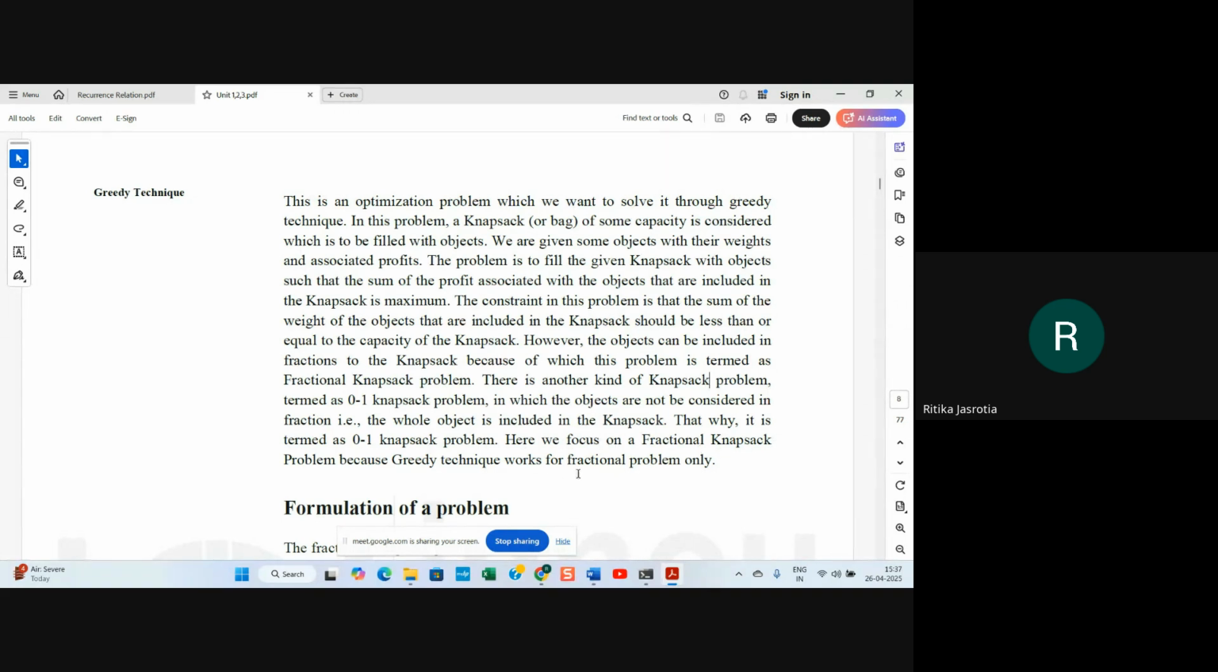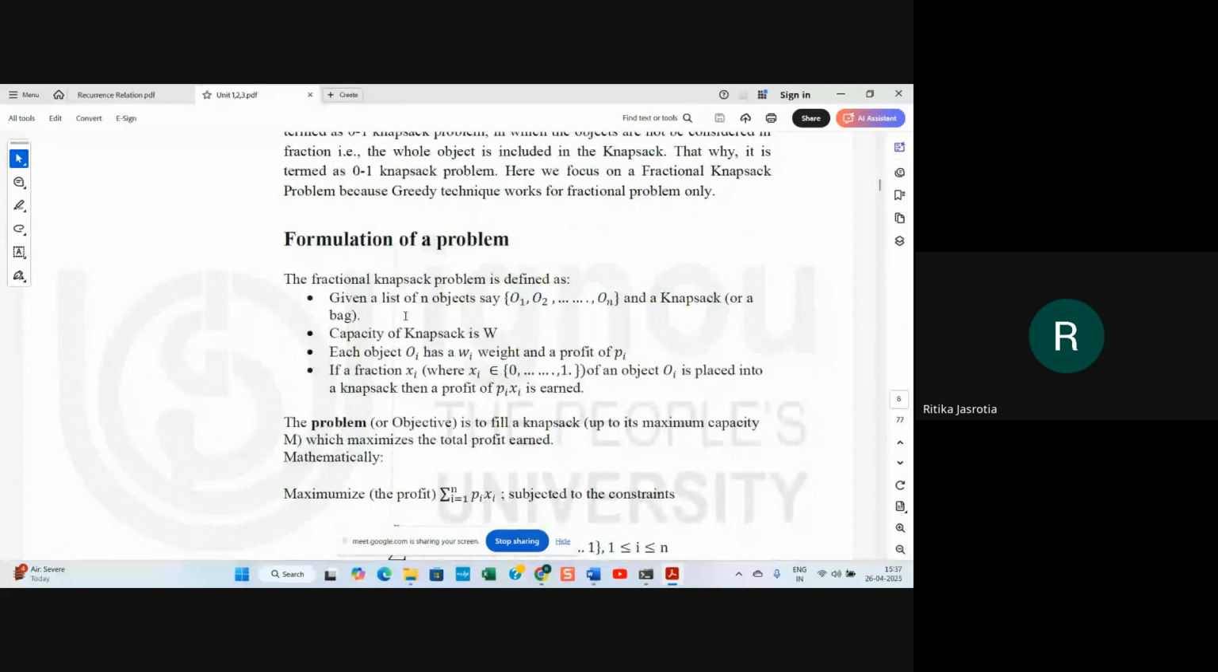Here we focus on the fractional knapsack problem. The fractional knapsack problem is defined as: given a list of n objects, say O1, O2, On, and a knapsack or a bag, the capacity of the knapsack is W. Suppose each object Oi has a weight Wi. So each object will have a weight accordingly, and you have to keep in mind the weights of the objects when keeping them in the bag. Each object also has a profit of Pi.